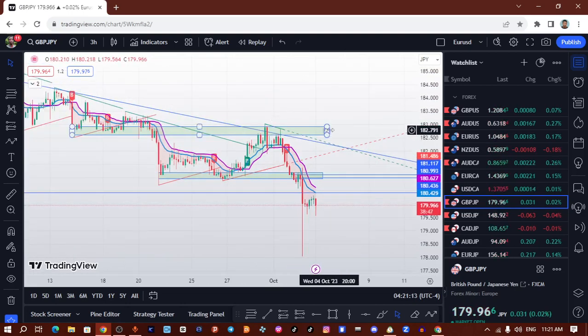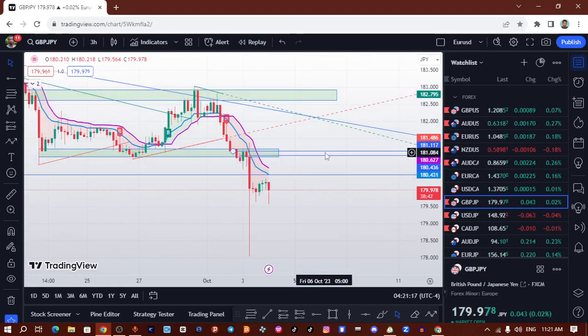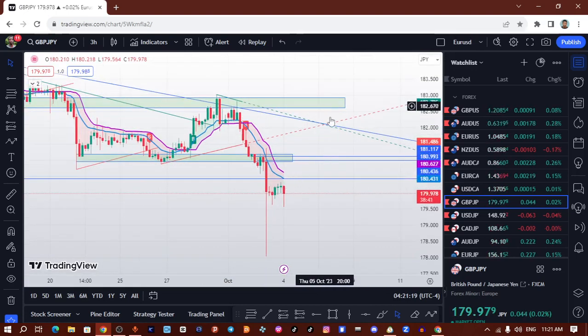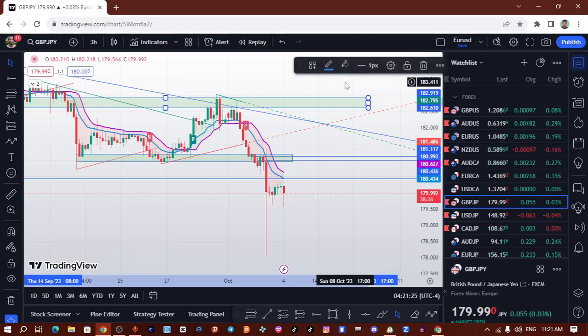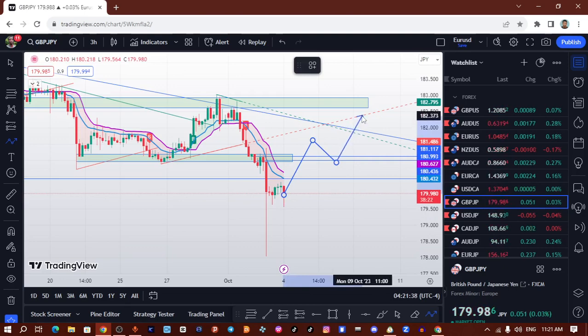The supply and demand zone theory holds. It already holds. When the price comes again here, we need to sell, even if this is broken. But what we are looking for is if this high is broken to the upside, just like this one. Let us do it there.